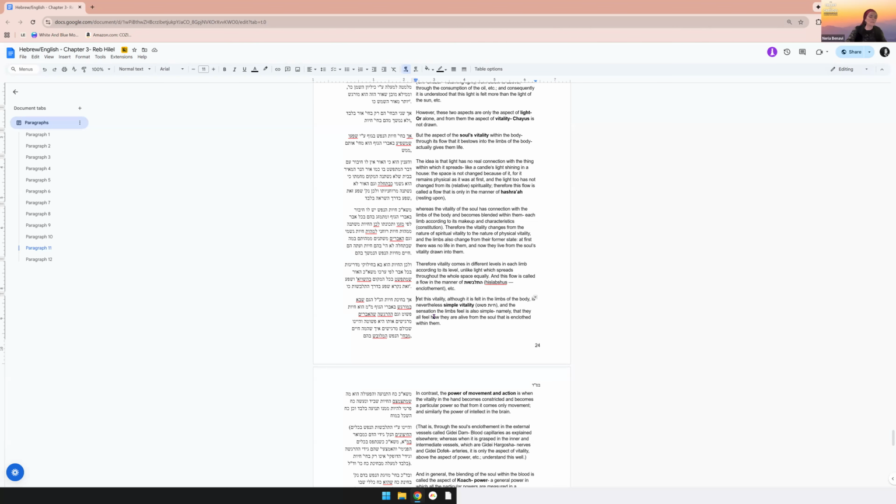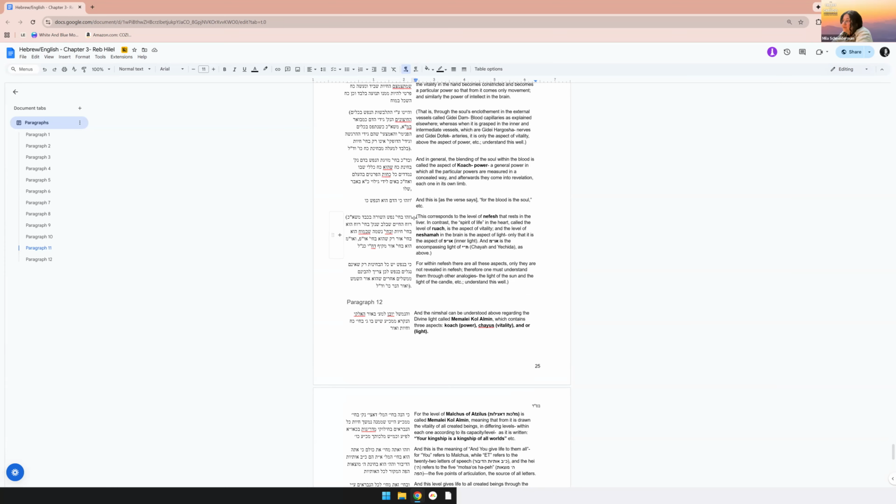Right. But it seems to me that he's saying that the word hitlapshut is only relevant from chayus down. So then, okay, so then I'm not understanding. I'll leave it at that. No, because then he says over here, you see, this corresponds to the level of nefesh that rests in the liver in contrast to the spirit.